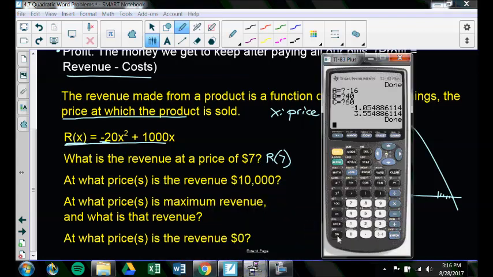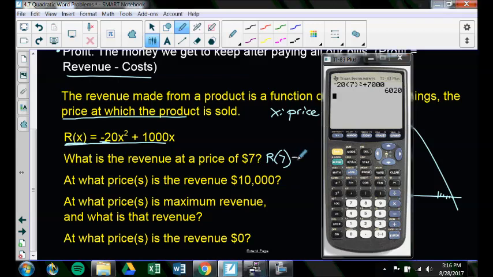That becomes negative 20 times 7 squared, which is obviously 49, plus 7,000. 1,000 times 7 is 7,000. I like to type as few buttons as possible, less chance for mistake. $6,020. So if we sell this thing for $7, our revenue will be $6,020.